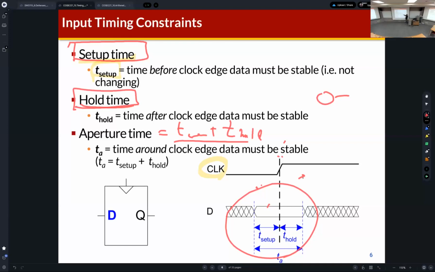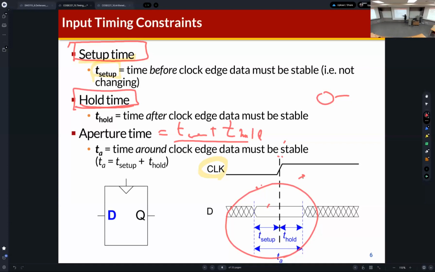Around the clock edge, we already know that the input of this flip-flop is sampled at the rising edge of the clock, but around the clock edge there is some blind spot or unstable timing. This is called the aperture time.